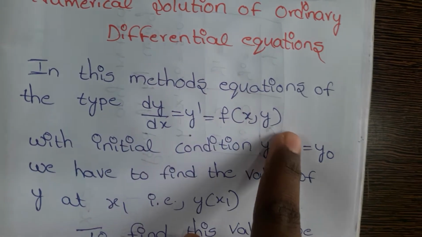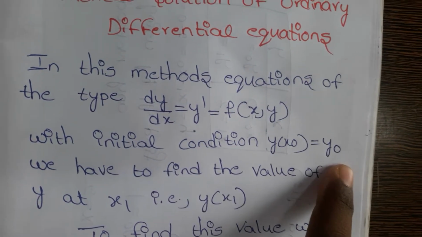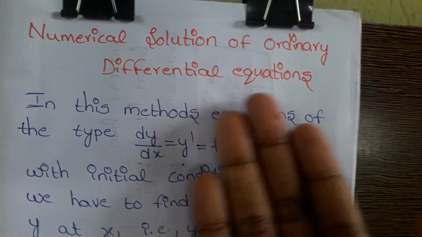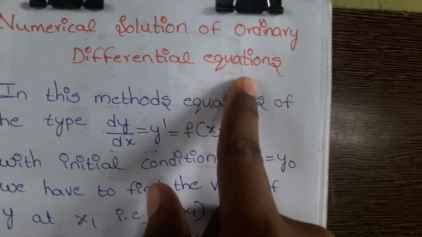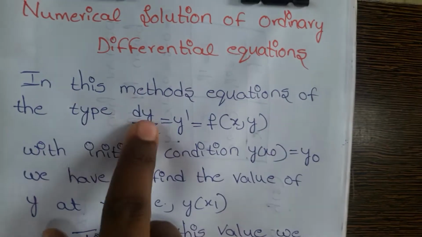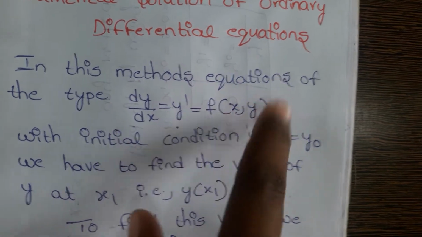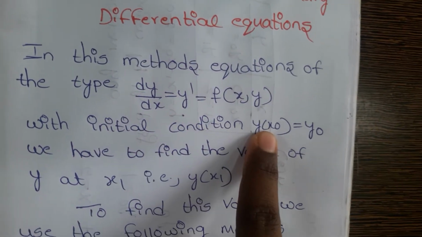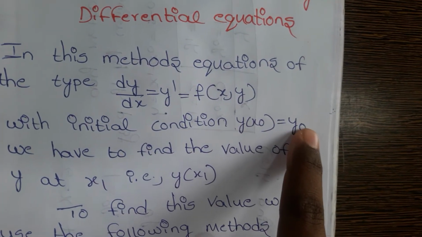So in these methods, equations of the type dy by dx is equals to y dash is equals to f of x comma y with initial condition y of x0 is equals to y0. That means we are finding the solution for the equation. That equation will be in this form: dy by dx is equals to y dash is equals to f of x comma y. And they will also mention the initial condition, y value at x0 is equals to y0.